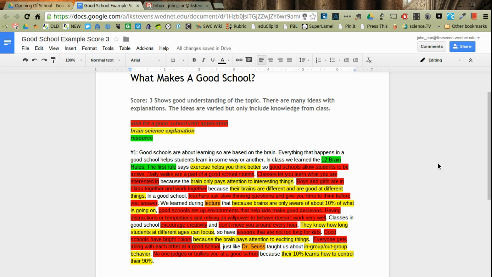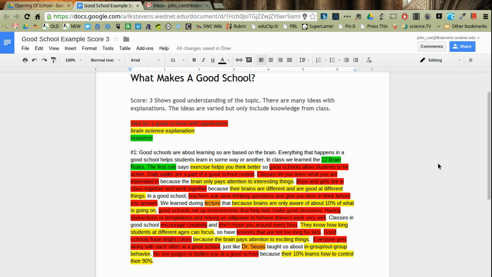Some of you might recognize something similar from the claim, support, explain writes you did last year. So what I've done is highlighted ideas in red. So anything that might make a good school a good school, I highlighted. The brain science in yellow and the resource that it came from in green.